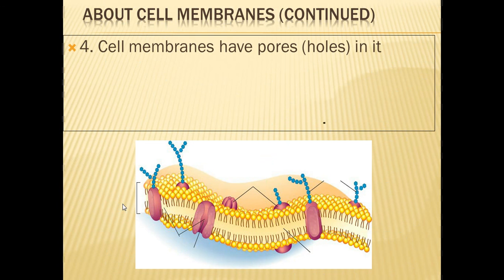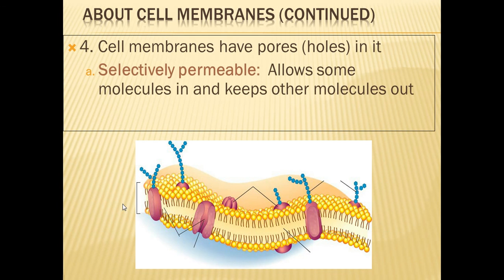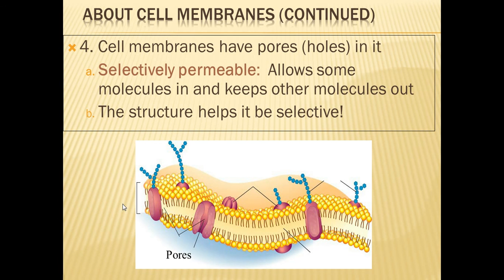Cell membranes have pores or holes in them. They are selectively permeable, as I've said, which means they allow some molecules in and keep other molecules out. This structure helps the cell to be selective. The pores can be found both in the carrier proteins, and through the layers itself, through the phospholipids.